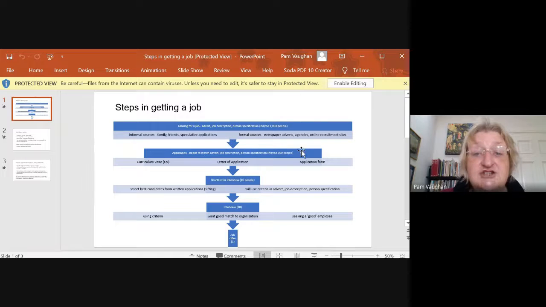And by this stage, only maybe 1 in 10 of those people have actually applied for the job. So you get down to 100 people. And the application process typically would involve one or more of these 3 things: CVs, which is what we're doing today, a letter of application, and/or an application form, which are these 2 we cover next session.